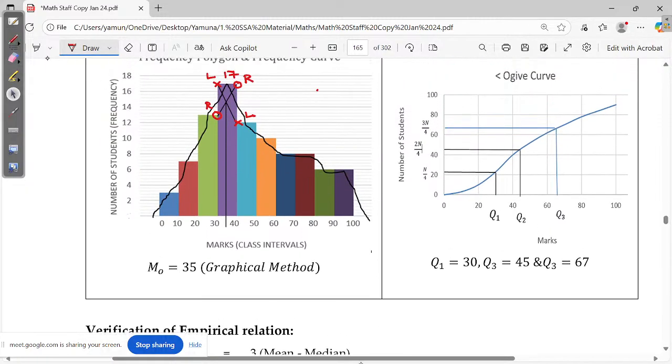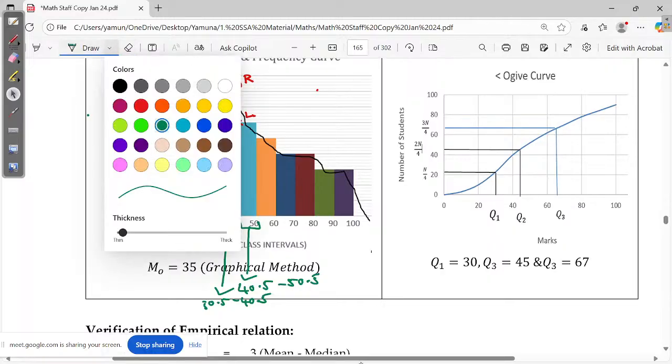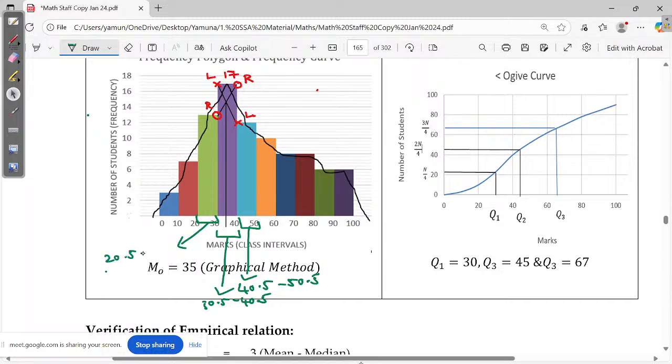Shall I continue? Not yet over. Yeah, tell me, what is the class interval for this? It is 30.5 to 40.5. What's the class interval for this? And the class interval here? So this is 20.5 to 30.5.